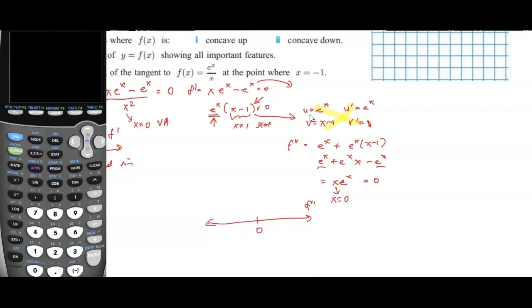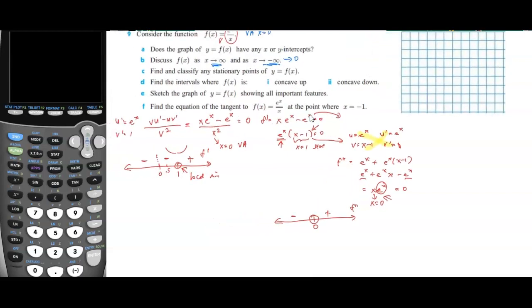If we put in a big positive number, this expression is going to be positive because e to the x is always positive. If we put in a big negative number, this expression is going to be negative. So this is our second derivative. It's not concave up or concave down all the time. It's concave down and then concave up here. Okay.